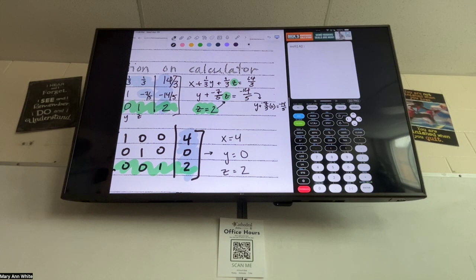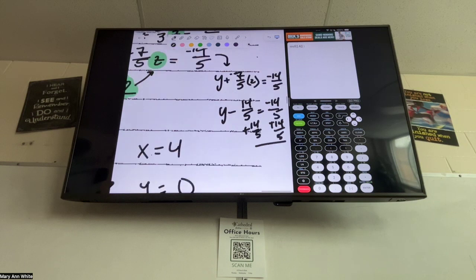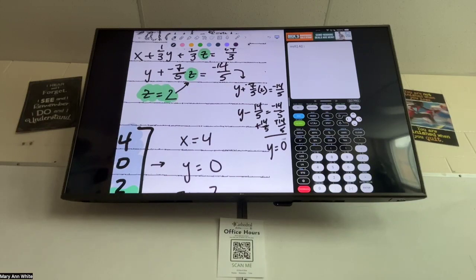Awesome. So as I substitute this in, this becomes y minus 14/5 equals -14/5, and when I add that 14/5 to both sides, I know you probably hated those fractions the whole time, but it ended up just being 0. Like I said, that's what my y was when we did it in reduced row echelon form.